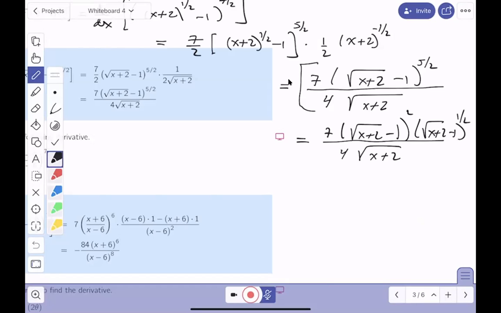I'm going to say this looks like a better answer to me. Let's look at the key and see what they have. Now, let's see if we got the right answer. 7, 4. Yep, everything's looking good.